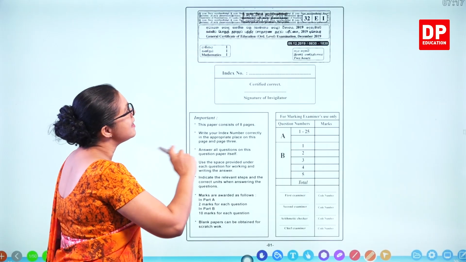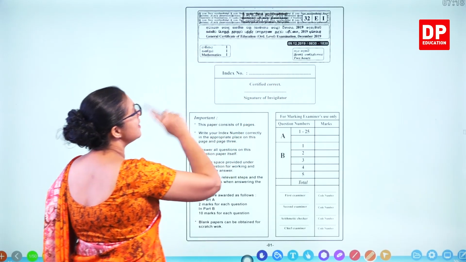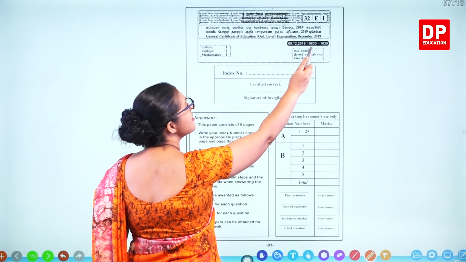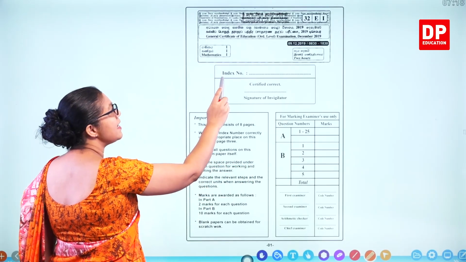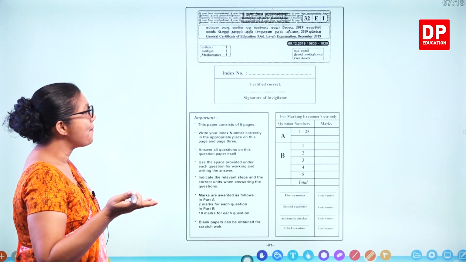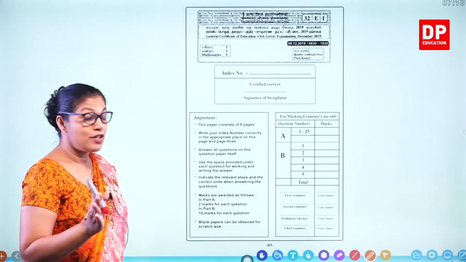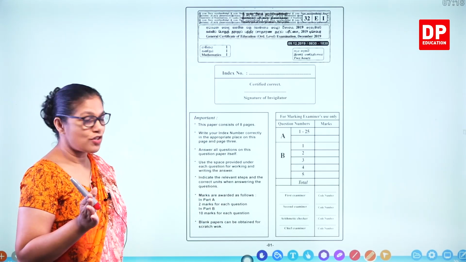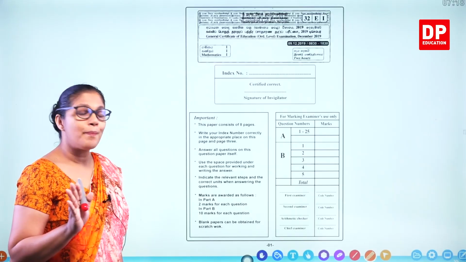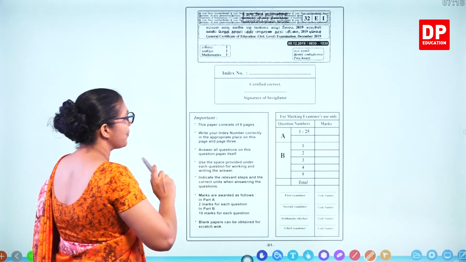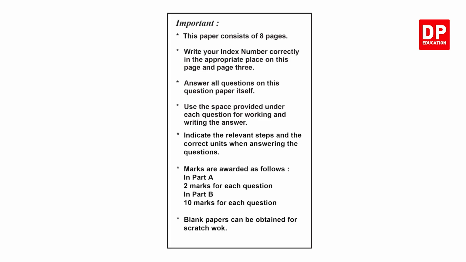And it says 2 hours, starting time and end time given, and index number you have to enter here, and then some instructions are there, so you need to read these instructions. So you get two parts, part A and B. This paper consists of 8 pages, so check whether there are 8 pages and write your index number correctly in the appropriate place on this page and page number 3.